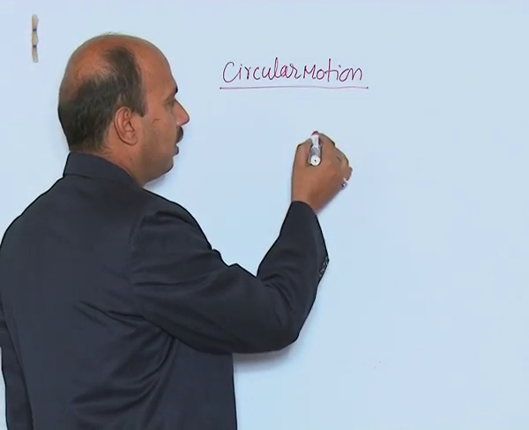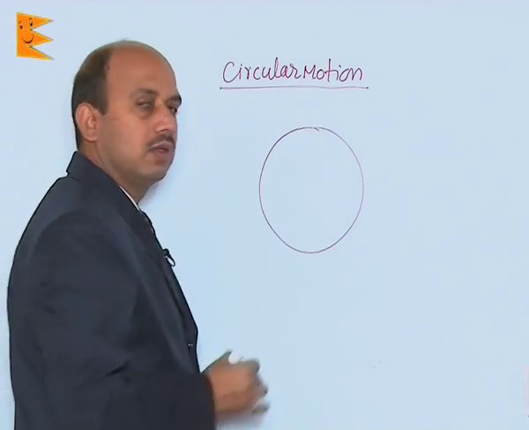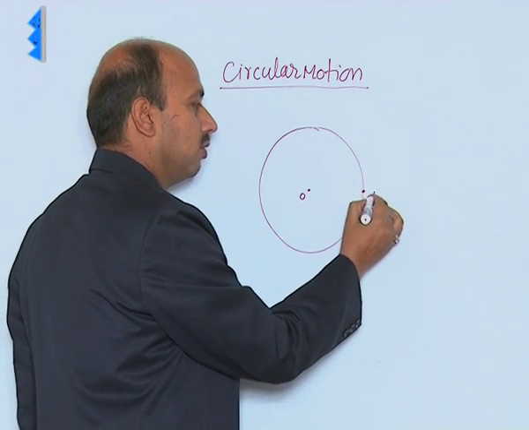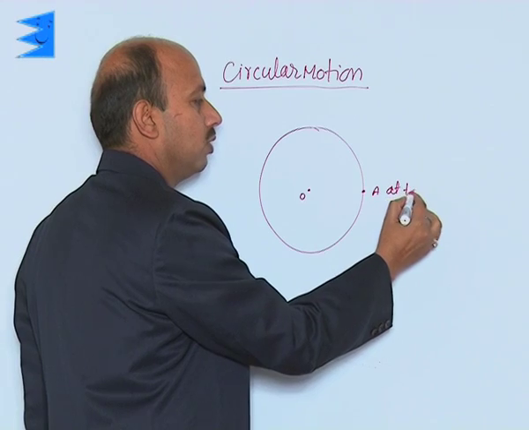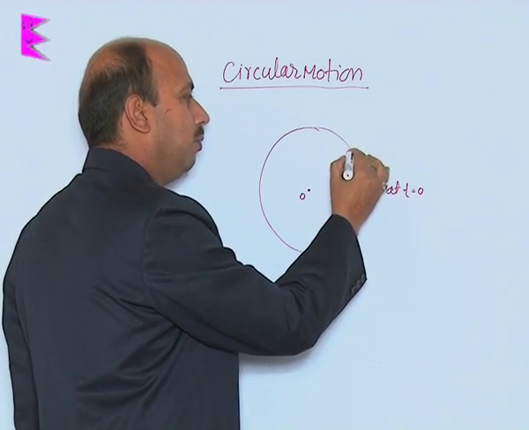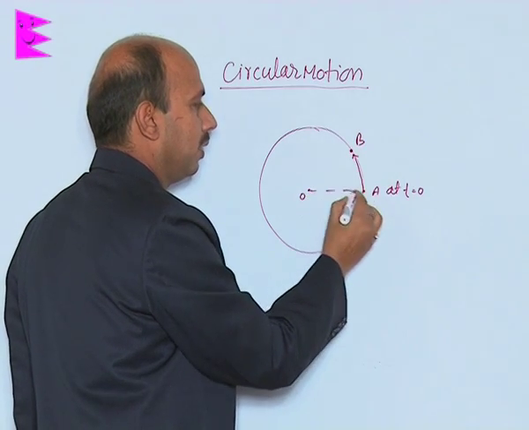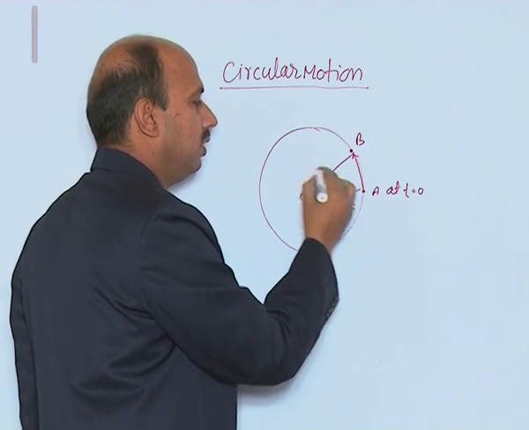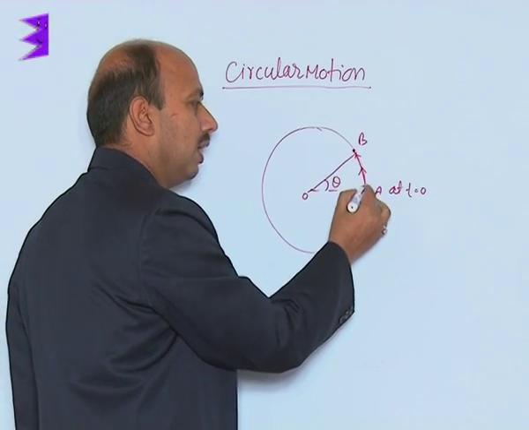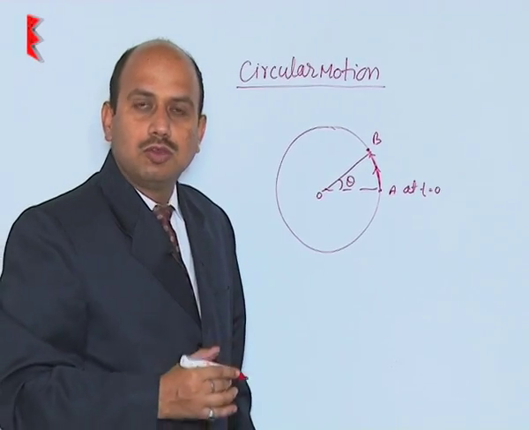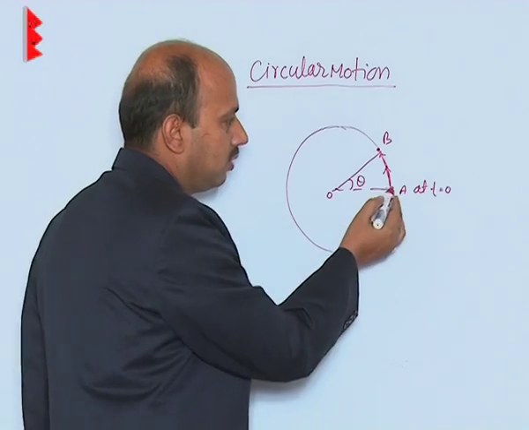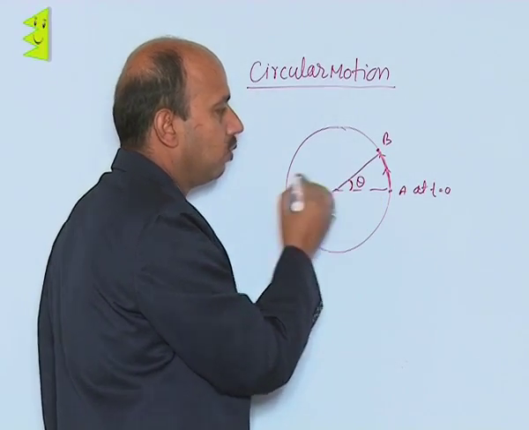When a body moves in a circular path, this is the point O, as this is the center, and this is A at t is equal to 0. Now, suppose the body is moving in a circular path, and at some point the body reaches point B. This is theta here, the angular displacement. This is the length of arc, or the length the body has covered. So, when the body is moving in a circular path, it is covering two types of distances: a linear distance and an angular displacement.